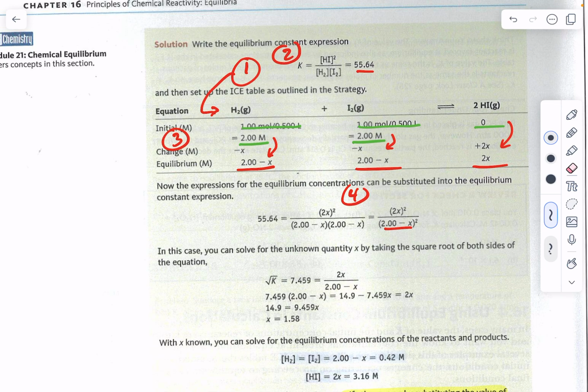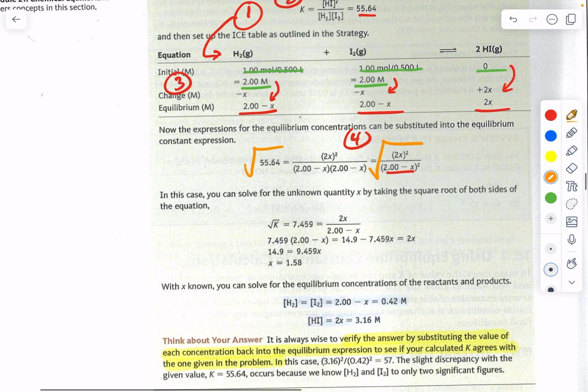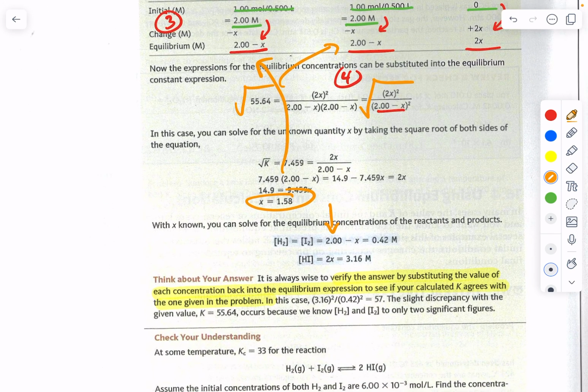Let me erase the box. We're just going to take the square root of both sides, square root of that, square root of that, and when we do the math, we find out our value of x is 1.58, and then we can just plug it back into my 2 minus 1.58 that you see up there, and now we have the final molarities. Now, just as a rule of thumb, if you have any suspicion you might be wrong, you can plug those molarities back into your equilibrium expression, solve it for K, and see if you actually get 55.64.